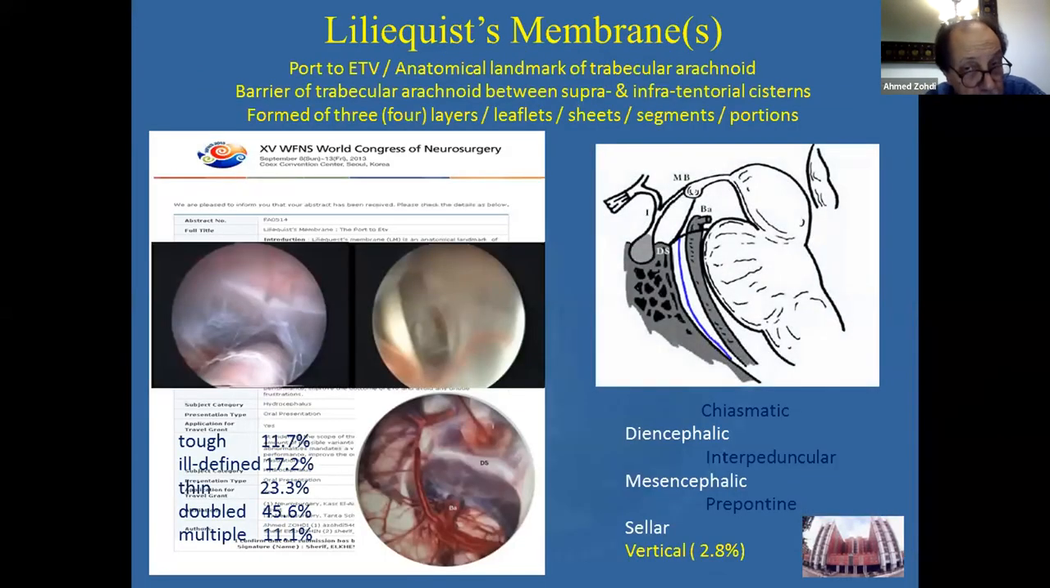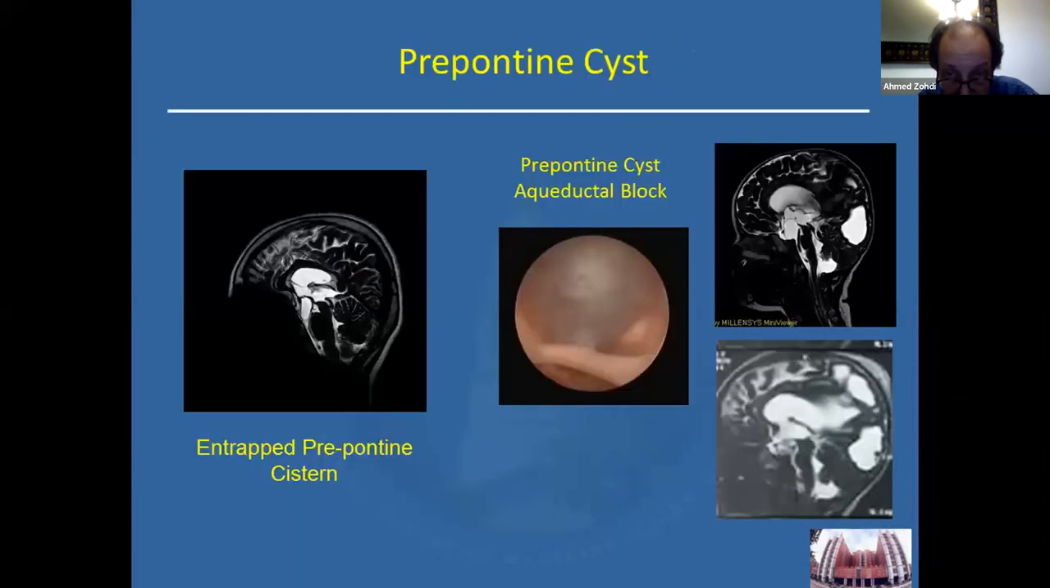It is very important to know all about the Liliequist membrane and all its leaves, because they might give you a clue how to deal with suprasellar arachnoid cysts. For example, these are the prepontine cysts, and they caused a suprasellar arachnoid cyst. They originate sausage-like from the prepontine area, and you can see the interpeduncular cistern here, but it is moving up, and this is how it looks endoscopically.